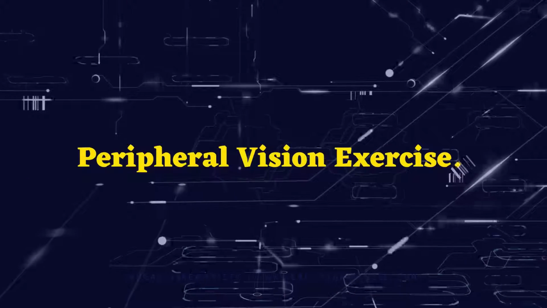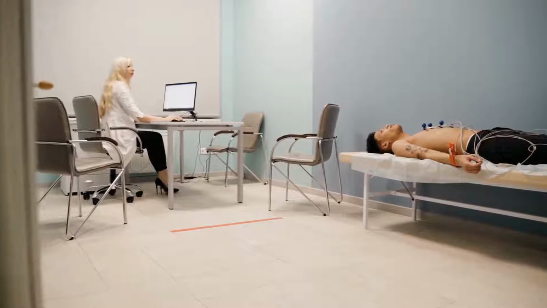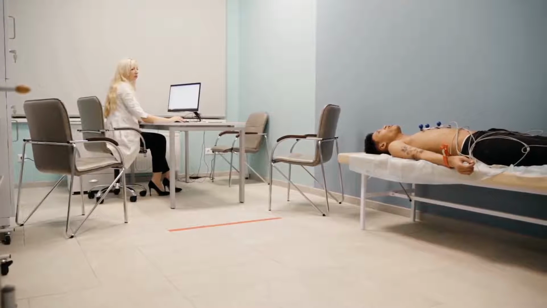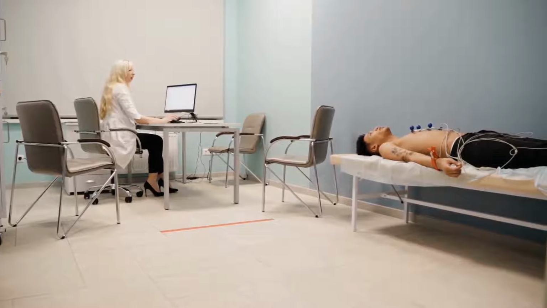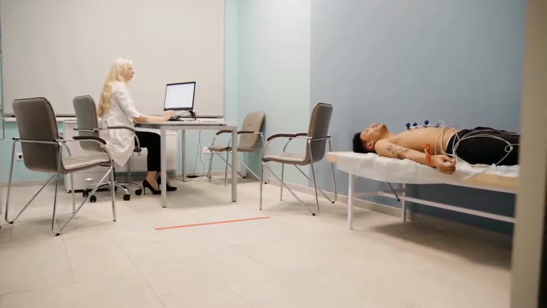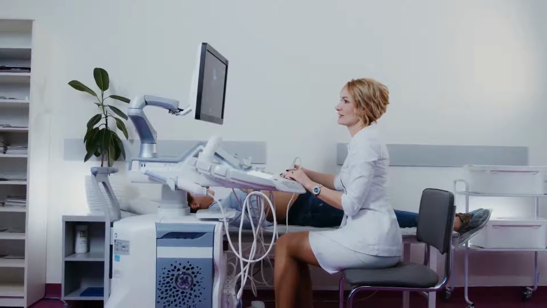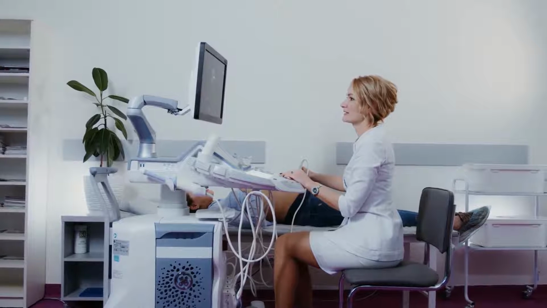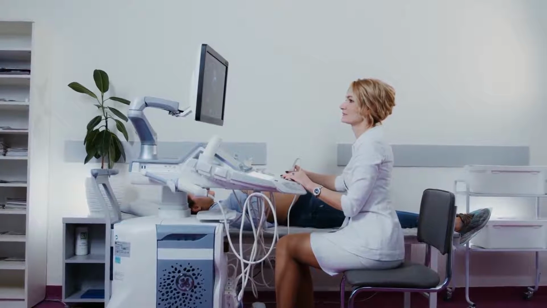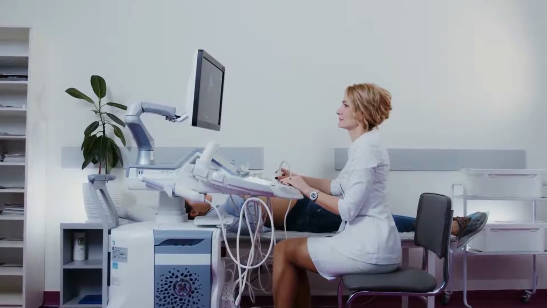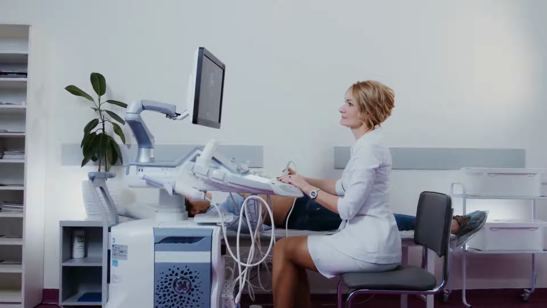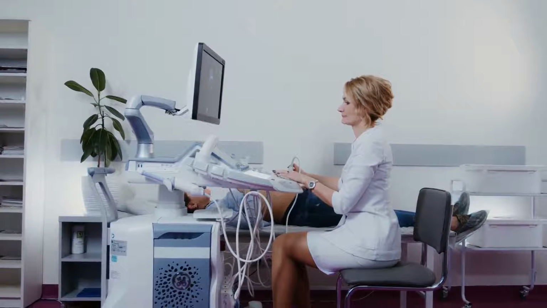Second, peripheral vision exercise. A part of being a good communicator is being highly attentive to your surroundings. Training your peripheral vision can help you improve your situational awareness and attention to detail. Third, practice the "what is that sound" exercise. When you can, take a moment to pay attention to the sounds surrounding you and name each of them. This exercise can help you learn how to think critically and be more aware of your surroundings. You can do the same exercise to identify objects around you, to train your ability to focus and pay attention.